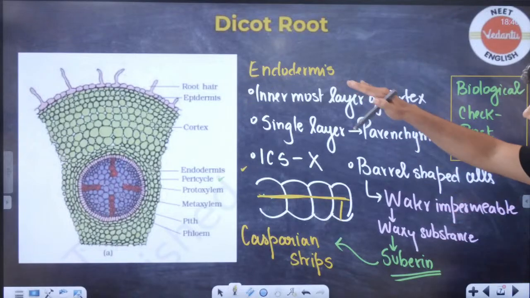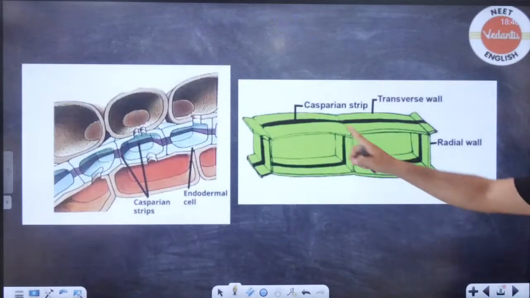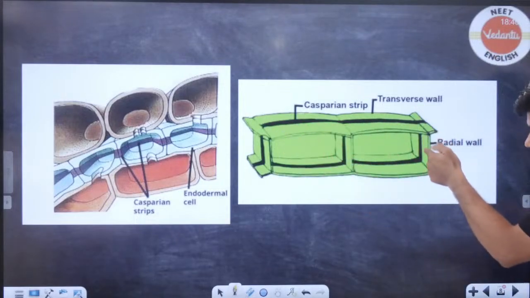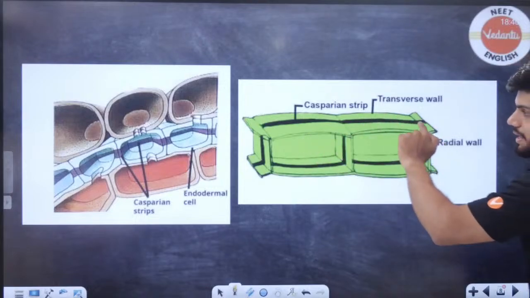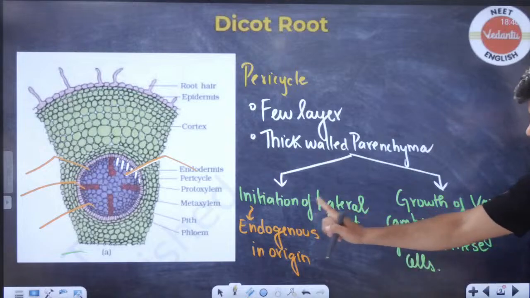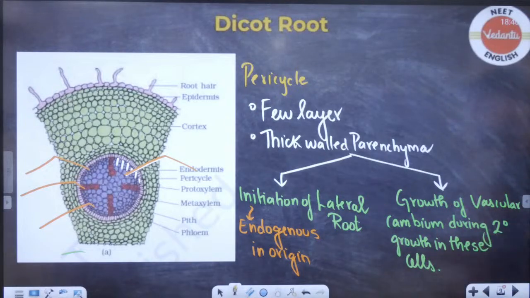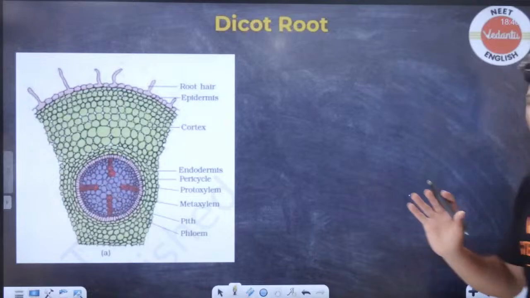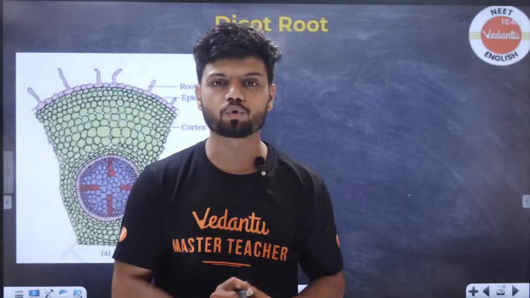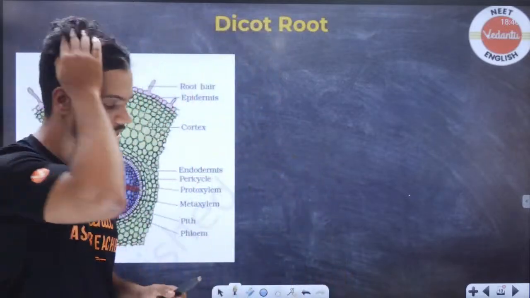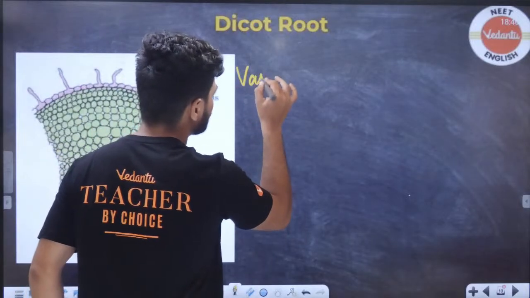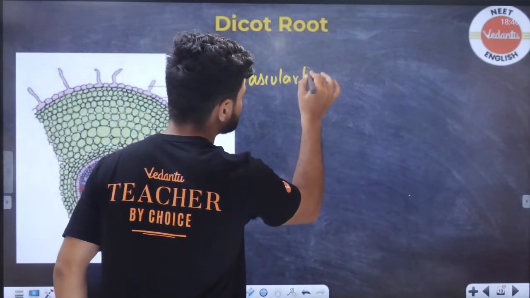We learned about your endodermis. Here we also see the Casparian strips. Can you see? Transverse wall, tangentially and radially. Then we learned about pericycle, initiation of lateral roots, growth of vascular cambium. Now students, the last point which you need to understand with respect to the dicot root is going to be your vascular bundles.